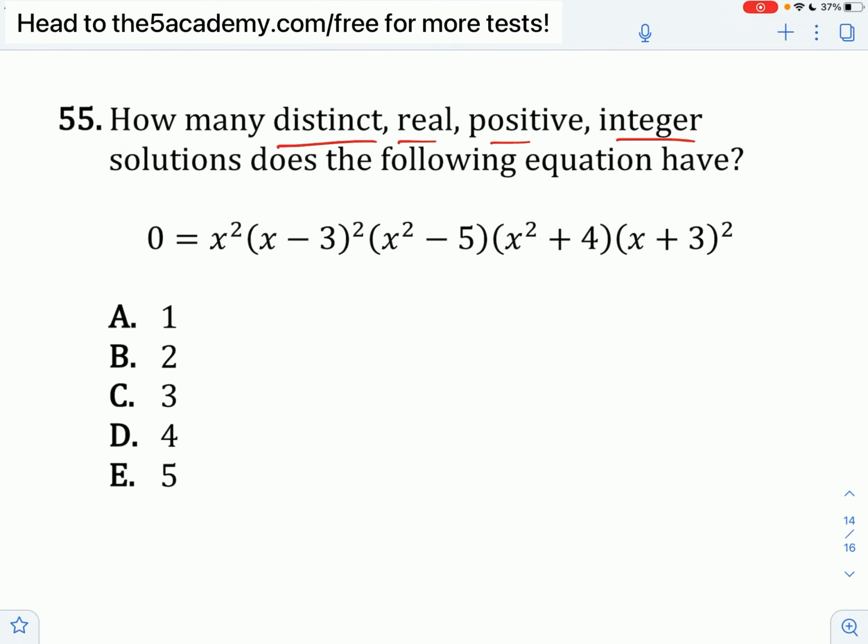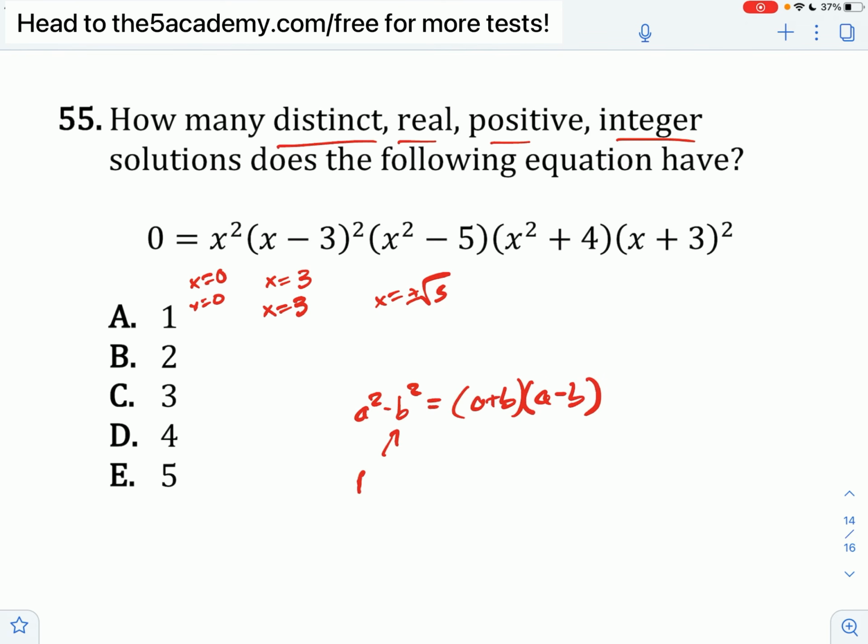So this gives us a solution of x equals 0. This gives us a solution of x equals 3, but it's repeated. So I'll just write it again. x equals 3, x equals 3. Same thing here. This gives us x equals plus or minus square root of 5 because it's a difference of squares.